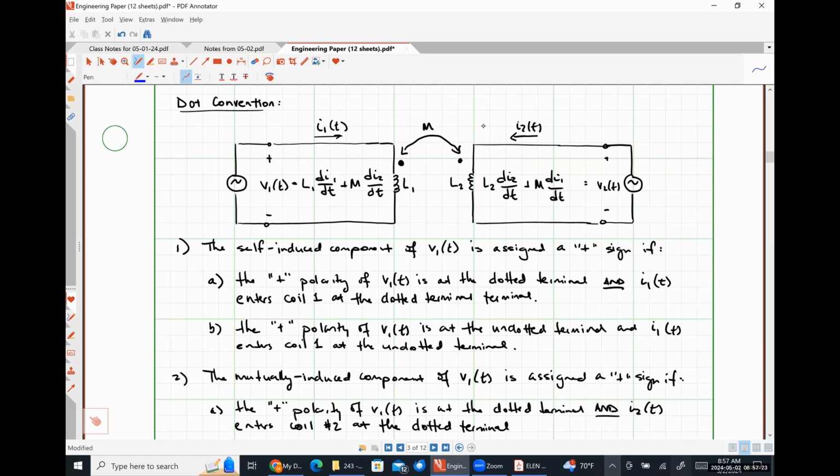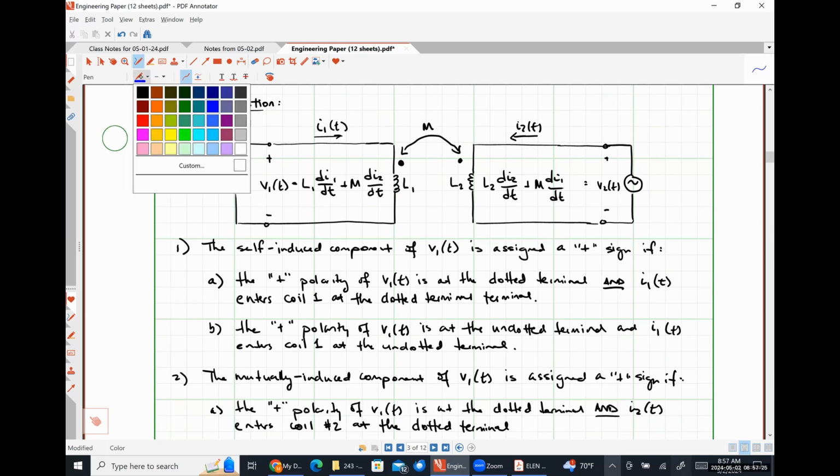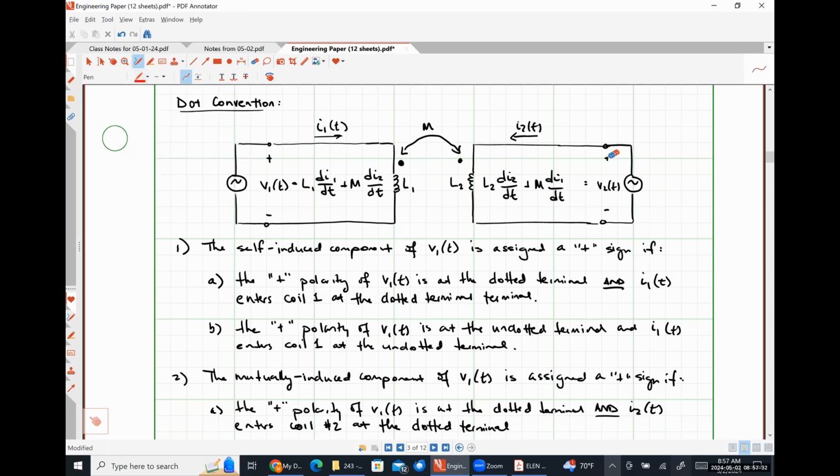Fantastic question. So what Casey just asked was what would happen if we flipped the polarity of the voltage V2? That would change literally nothing for the voltage V1, but it would change numerous things for the voltage V2.